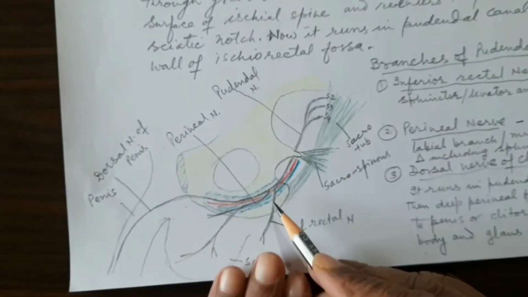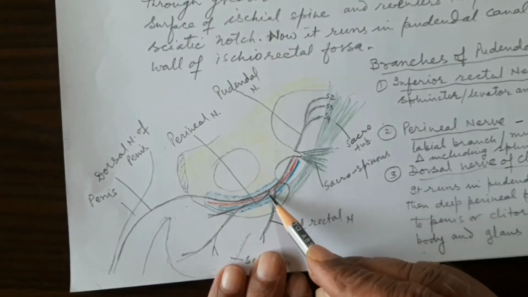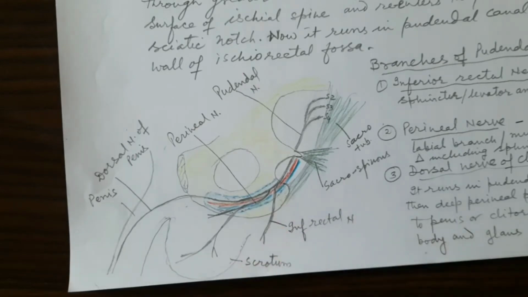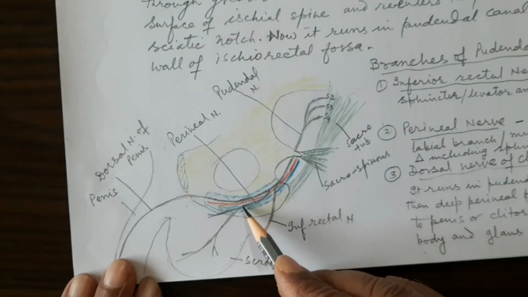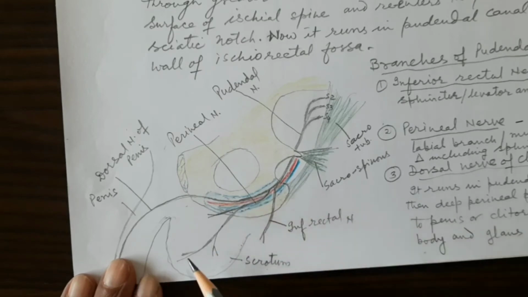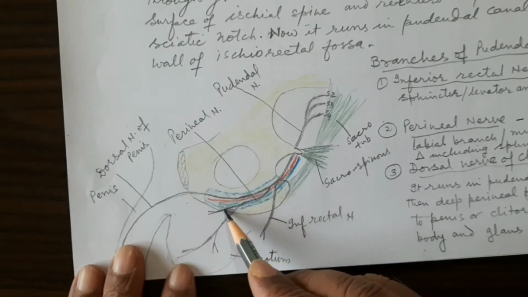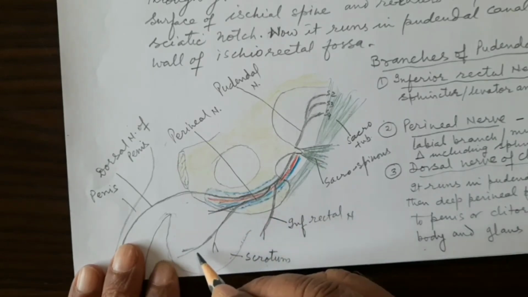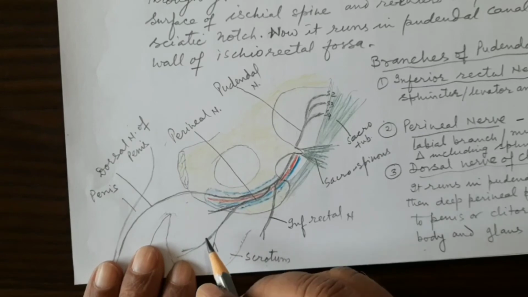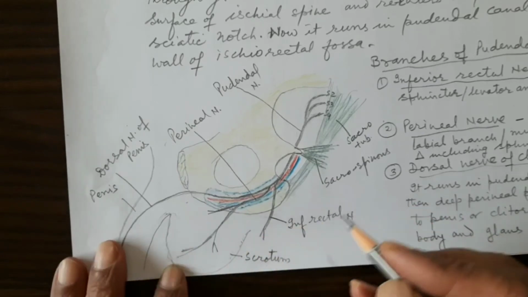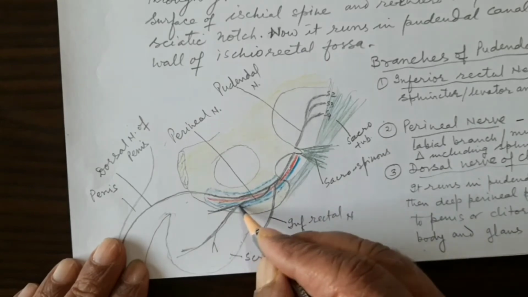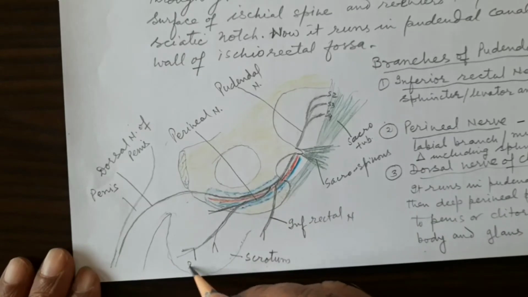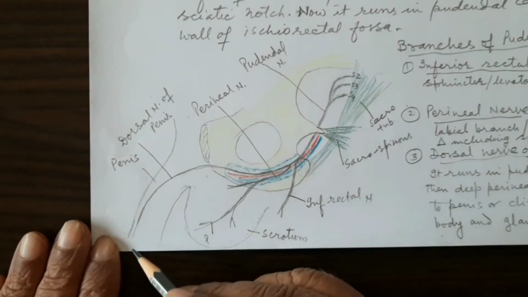So how many terminal branches are given ultimately from the internal pudendal? The dorsal nerve of penis and the perineal nerve. If you trace this perineal nerve further in the pudendal canal, it will divide into two terminal branches. One is called the dorsal or posterior scrotal nerve. See this branch. This is the scrotum, and this is the penis.